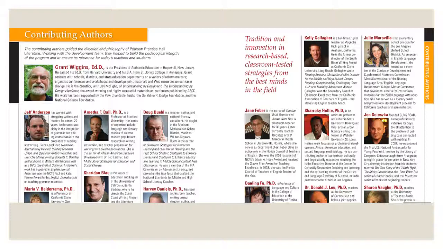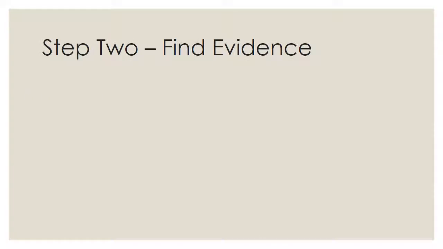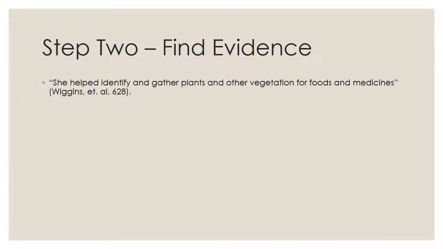I'm going to pick just the main contributing author. This is the author that really makes sure that all the passages are exactly what they need to be. And that would be Grant Wiggins. So with our evidence, I'm going to write Wiggins et al. 628. That et al. means all the other people that are supported in the book as well.